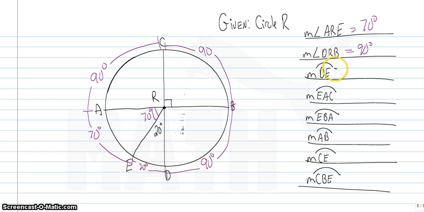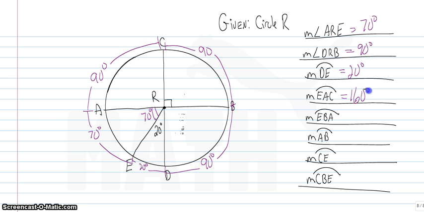The measure of arc DE, so starting at D, rotating around to point E, is going to be 20 degrees because the central angle is 20 degrees. Again, we assume that we're going for the shortest distance when there's only two letters. We're not going all the way around. We're starting at D and going the shortest distance to E. The measure of arc EAC, starting at E, going to A to C, we have 70 plus 90 or 160 degrees.